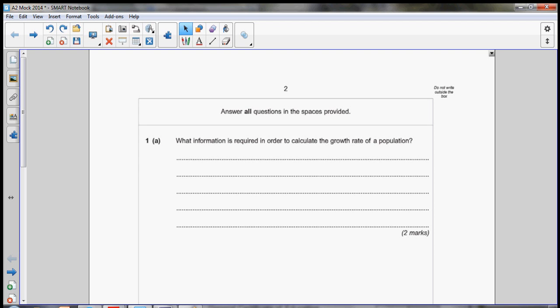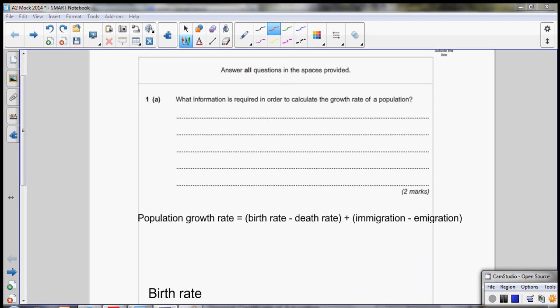When you see a question like this, you should think of the equation that you learned earlier on in the course that showed you what factors affected the growth rate of a population. I'll put that equation up on the screen now. This is the equation. It tells you that population growth rate is equal to birth rate minus death rate plus immigration minus emigration. So you can see from this that there are 4 different factors that affect population growth rate.